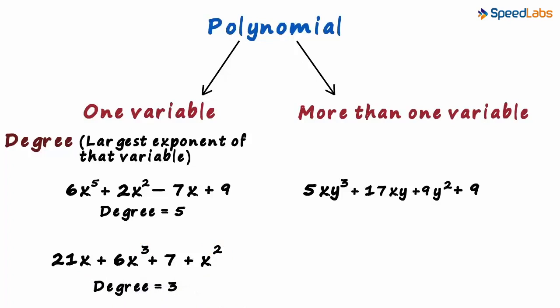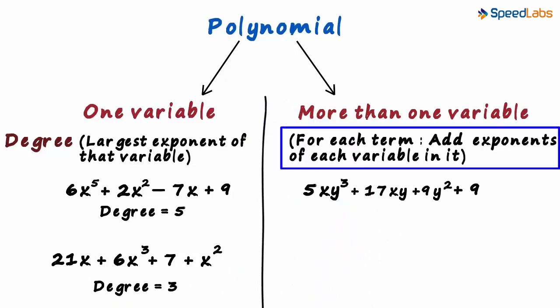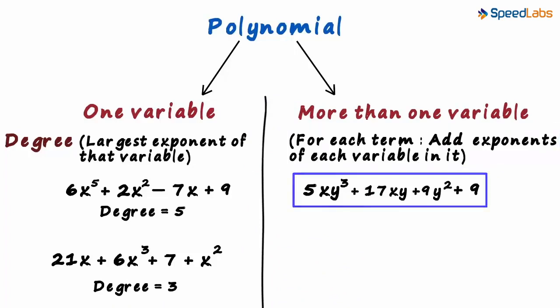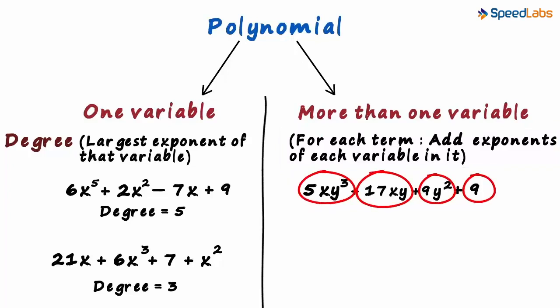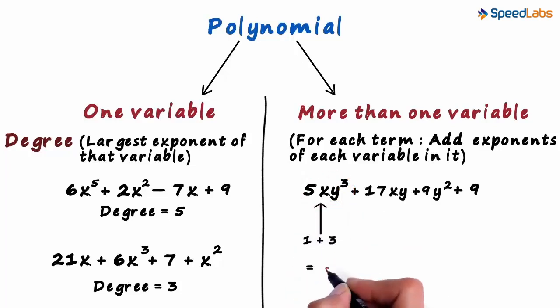Is it any different in the second case? Yes, slightly different. In the second case, for each term, we add the exponents of each variable in it. How will it work out for the first example? Remember, we have to look at each term individually. Consider the first term, 5xy^3. We had to add the exponents of each variable in it. The exponent of x is 1 and the exponent of y is 3. So for the first term, we consider the power to be 1 + 3, which is 4.